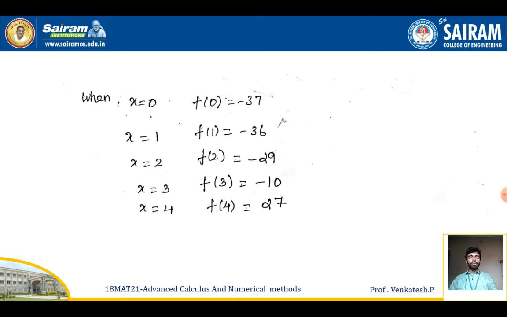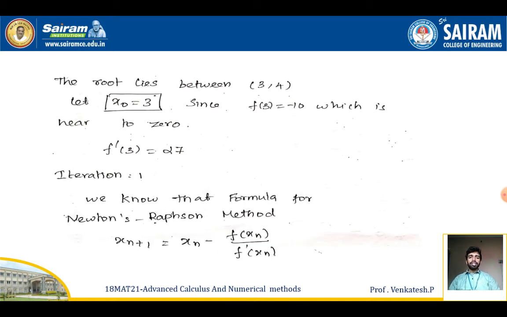Now we can observe that at x = 3 I got a negative value, and at x = 4 I got a positive value, so I can stop the process here. Out of minus 10 and plus 27, minus 10 is very near to 0. Therefore I can choose the root x0 = 3, since f(3) = minus 10 is very close to 0. After finding x0, we have to find f'(x0) also. Replacing the value of x0 in the f'(x) equation, I got 27.